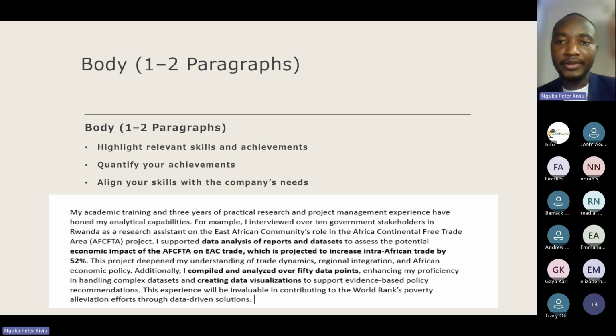Thank you so much, Emmanuel. So basically that is now in your second paragraph. You're now trying to relate your experience, what you've been able to do, with what the World Bank is trying to do. So in the first paragraph, you've introduced yourself. Now in the second paragraph, tell us how your experience and what you've been able to do aligns to the professional work that the World Bank is trying to do.